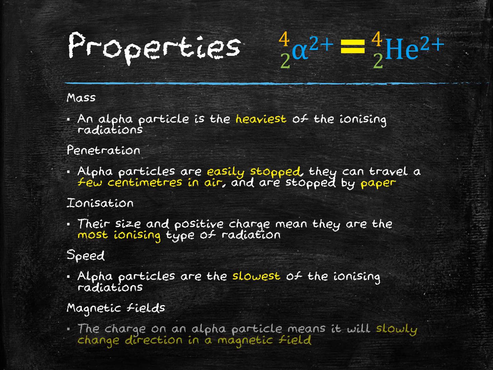You also need to know about what happens when they go in a magnetic field. Now, the combination of the mass of the alpha particle and the fact it has a charge, a +2 charge, means it will gradually change direction in a magnetic field. By gradually I mean that typically if you've got a choice of a very rapid curve or a gentle one, the more gentle of the two curves will typically be the alpha particle.